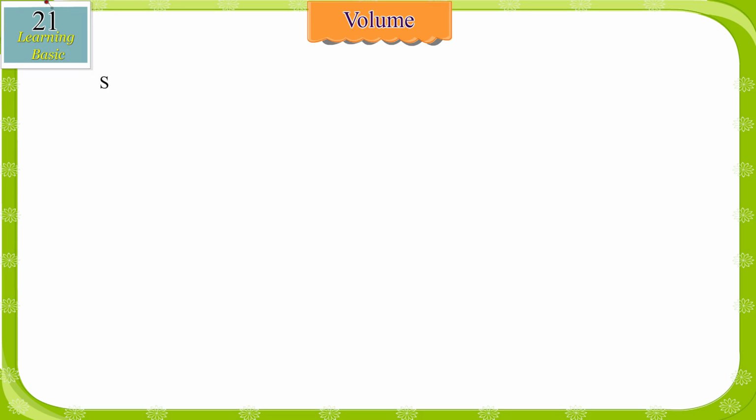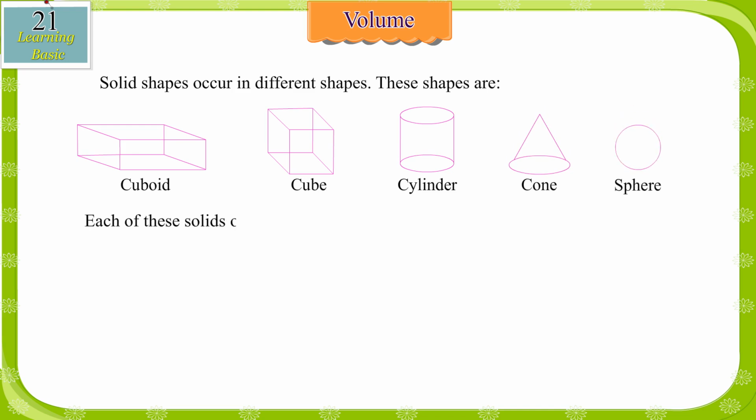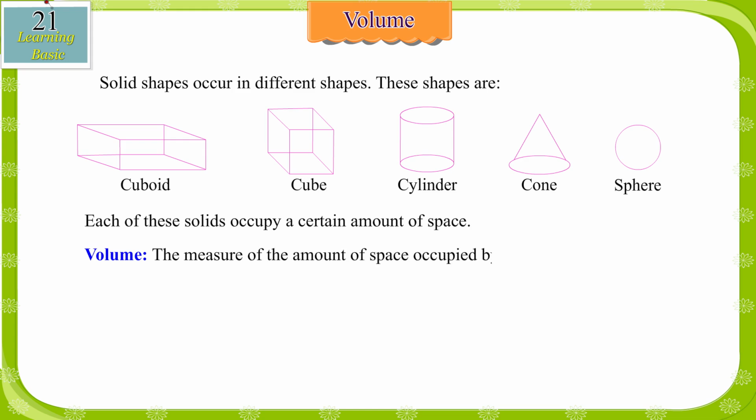Volume. Solid shapes occur in different shapes. These shapes are cuboid, cube, cylinder, cone, sphere. Each of these solids occupy a certain amount of space. Volume: the measure of the amount of space occupied by a solid is called its volume.